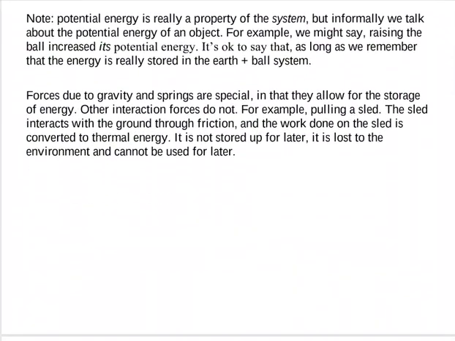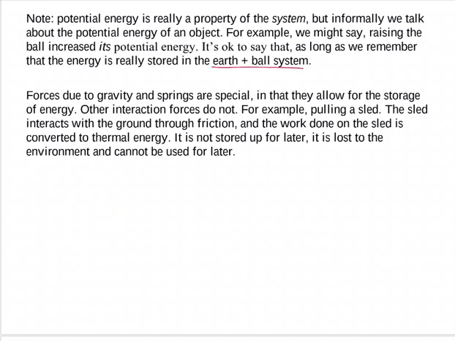All right, so potential energy is really a property of the system, but informally we talk about the potential energy of an object. So, for example, we would say raising the ball increased its potential energy. In fact, I just said that. It's okay to say that as long as we remember that the energy is really stored in the Earth plus ball system. So we have to think about the system, not just the ball.